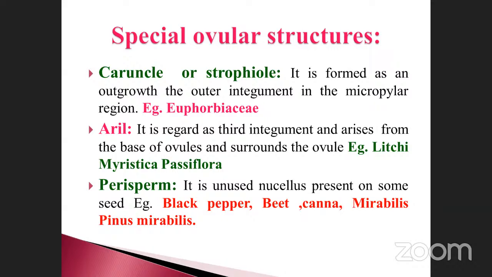Aril is regarded as a third integument and arises from the base of the ovule and surrounds the ovule. Example, lychee, already we studied that. Myristica and Passiflora. These are the examples. Third integument is otherwise called aril. Perisperm is unused nucellus present in some seeds. We discussed this already. Perisperm, unwanted, that means extra. Examples: black pepper, beetroot, canna, and Mirabilis.